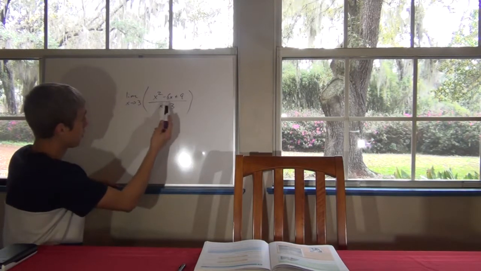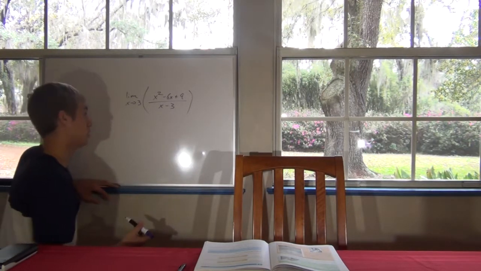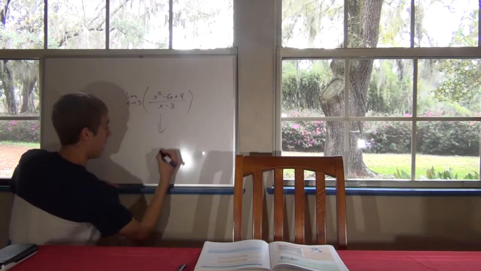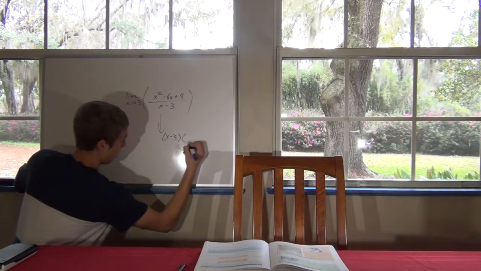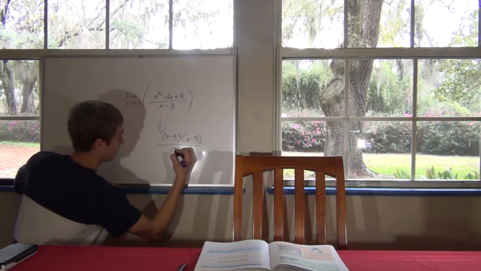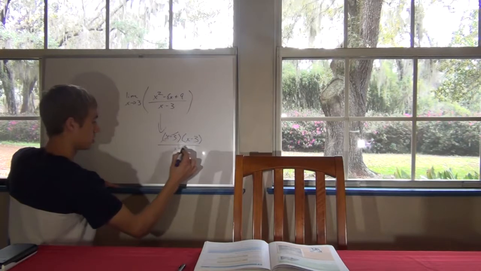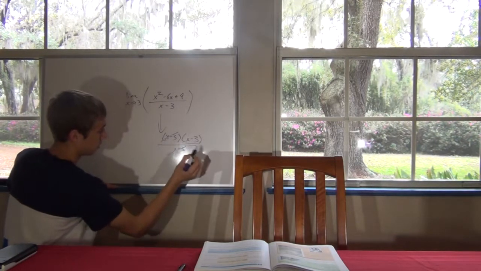However, if you notice, we've got a quadratic expression up top, and that can pretty easily be factored. See, x squared minus 6x plus 9. What is that? (x minus 3) squared. So, drop this down, and now we have (x minus 3)(x minus 3) over (x minus 3). So we could just cancel out two of those. We're left with x minus 3.